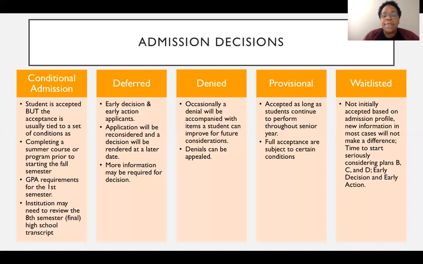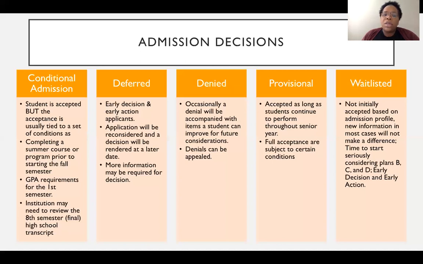Lastly, there's waitlisted, and essentially this means that you're not initially accepted based on the admissions profile. Sometimes new information, in most cases, will not make a difference. So at this point, if you are waitlisted for an institution, you should really start considering plans B, C, D, E. You consider all your options, because there's sometimes a strong likelihood, especially if you applied early decision or early action, that you may not get off that wait list, and oftentimes universities will not tell you where you are on the wait list.